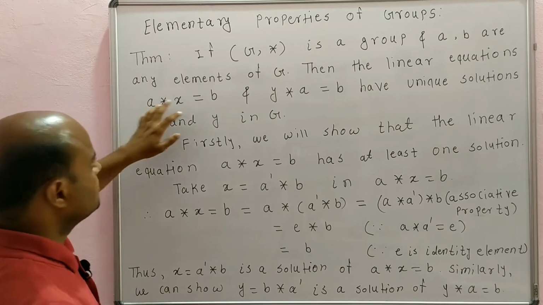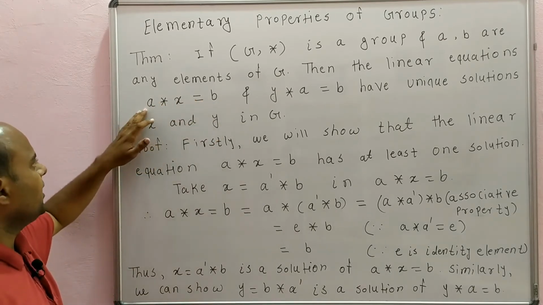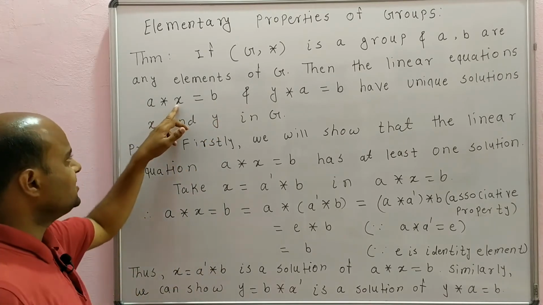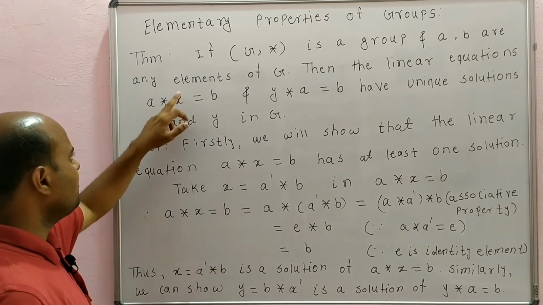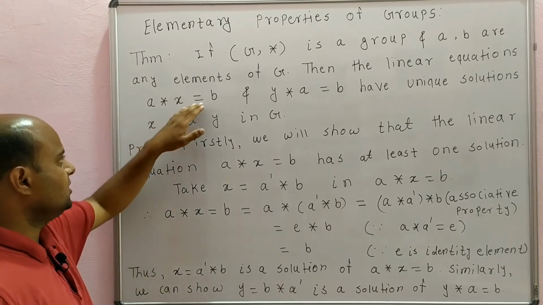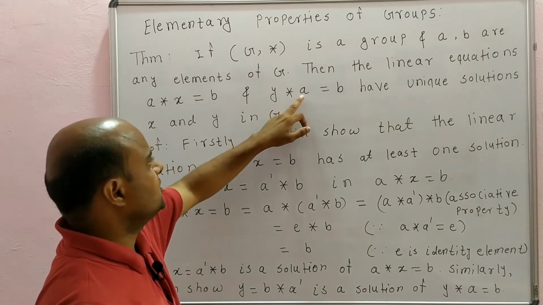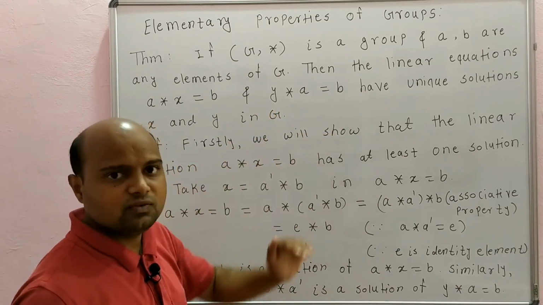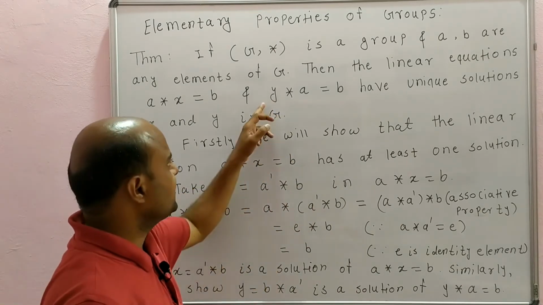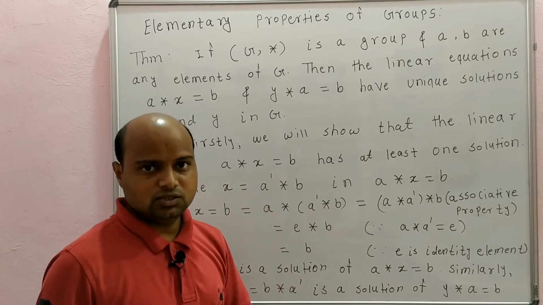See here, this is a linear equation: A star X is equal to B. A and B are elements of G and X is the variable, and the power of X is 1. Therefore, this is a linear equation. Similarly, in this equation, A and B are elements of G and Y is a variable. The power of Y is also 1. Therefore, this is a linear equation in G.